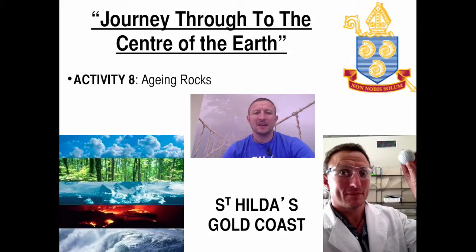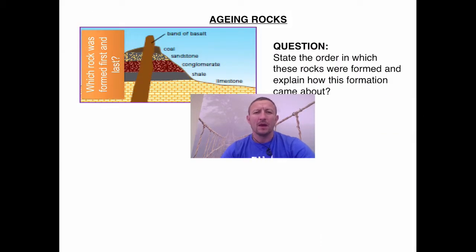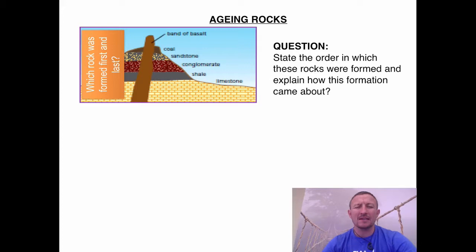This is Activity 8 for Year 8, where we're going to be looking at how we age rocks. Okay, so the sort of things that you're likely to get in a test is a picture like you've got here, and one of the things that you're asked to determine is what the age of the rock is. Maybe putting the rocks in order from oldest to youngest or youngest to oldest.